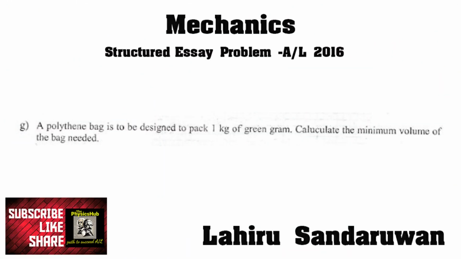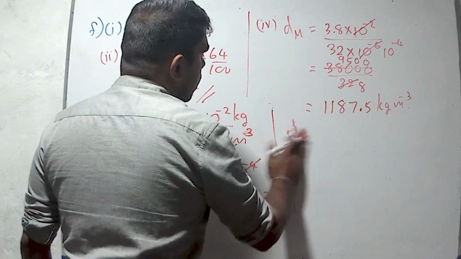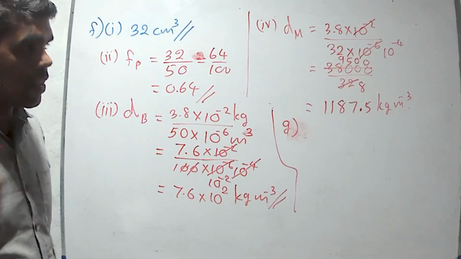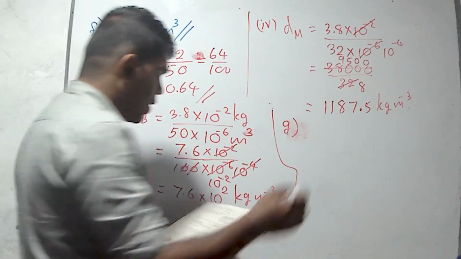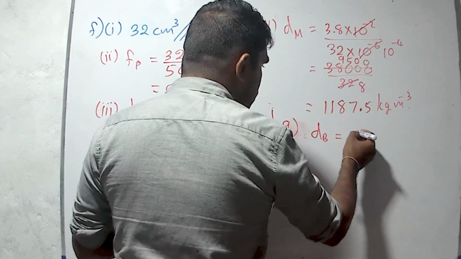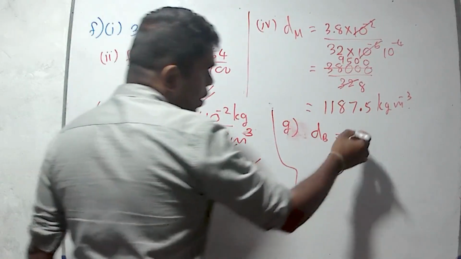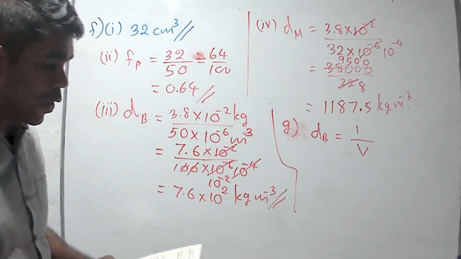Then part G. A polythene bag is to be designed to pack 1 kilogram of green gas. Calculate the minimum volume of the bag needed. We know that when packing green gas in a polythene bag, there are air-filled spaces. Therefore, we have to consider bulk density. Bulk density is total mass divided by the volume of the bag. Now, total mass is 1 kilogram divided by the volume of the bag. We have to find the value of the volume of the bag.